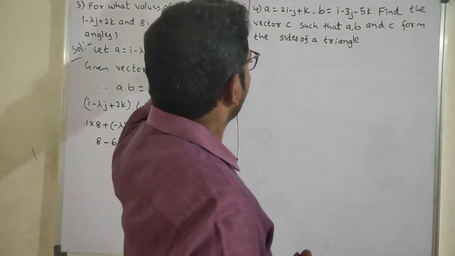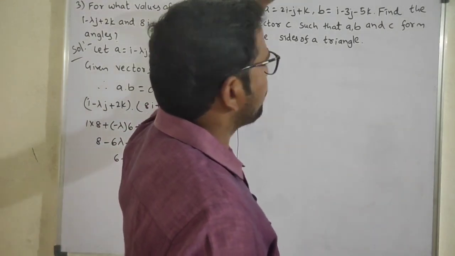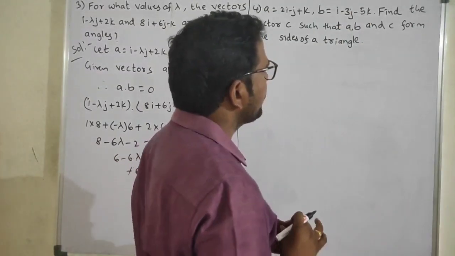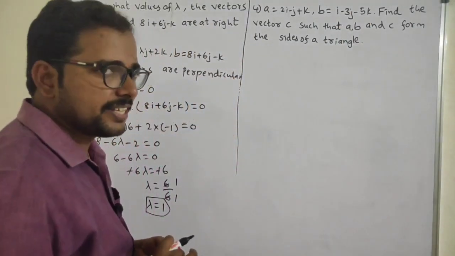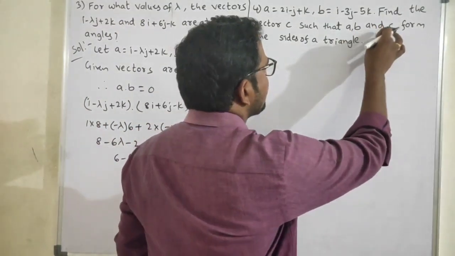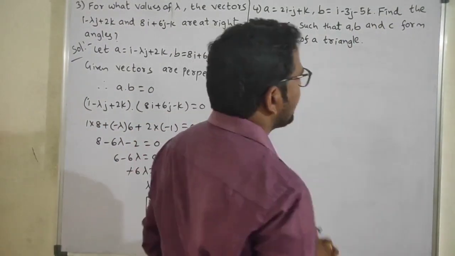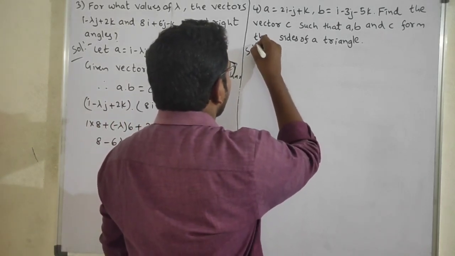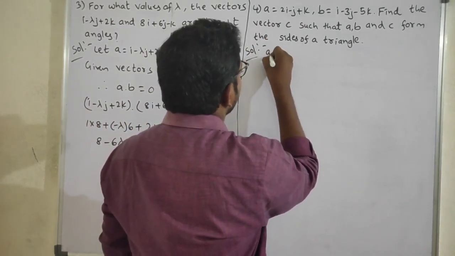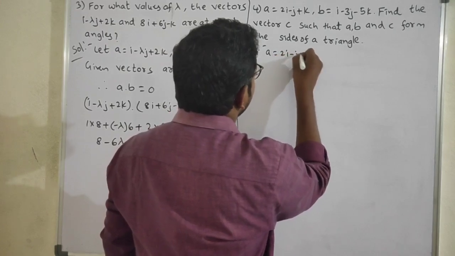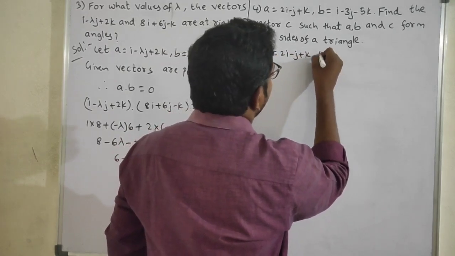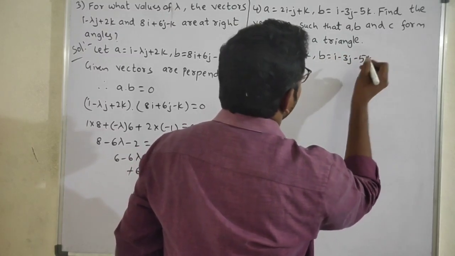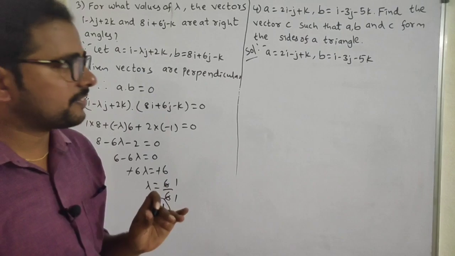Now see the fourth one. a is equal to 2i minus j plus k, and b is equal to i minus 3j minus 5k. Find the vector c such that a, b and c form the sides of a triangle. Here a, b, c are the sides of a triangle. First take vector a, which is 2i minus j plus k. Take vector b is equal to i minus 3j minus 5k. We don't know vector c, so we have to find vector c.